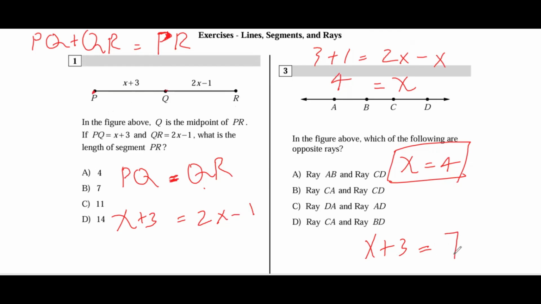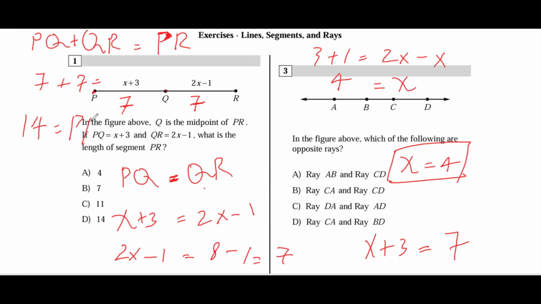So we have 7. The PQ distance is equal to 7. And the QR distance is equal to 2x minus 1. If we substitute x equal to 4 into 2x minus 1, what do we get? 8 minus 1, that is also 7. So this is equal to 7 too. When we add them, 7 plus 7, what do we get, Nesma? 14. So this is the length of PR.